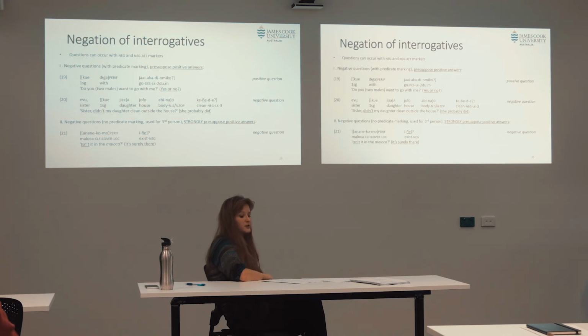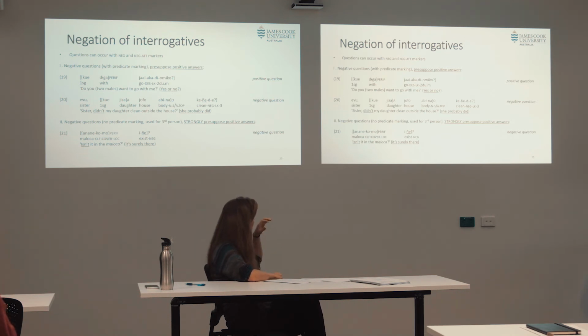The negative questions with the predicate marking presuppose positive answers. You can compare that with 19 and 20. 19 is a question where you have kwe dyga hayaka byomyko, do you want to go with me? The interpretation is just seeking information, yes or no. There is no presupposition that it is either yes or no. This is very much unlike 20, where you have ewu kwe hita hukoabe na kenyete. So, sister, didn't my daughter clean outside the house? Here you have the presupposition that she probably did.